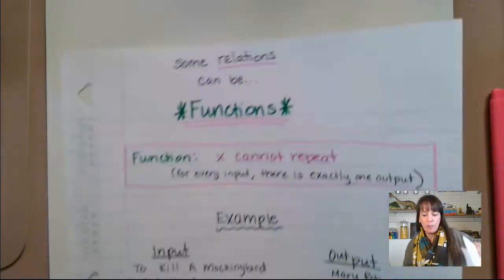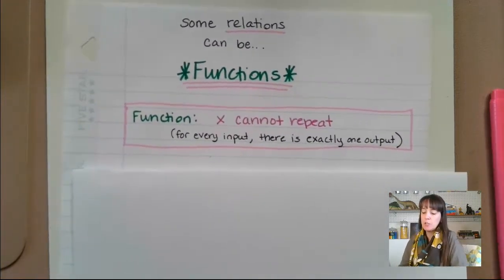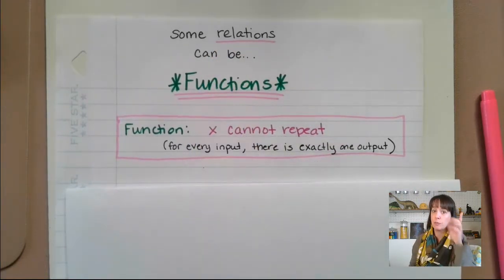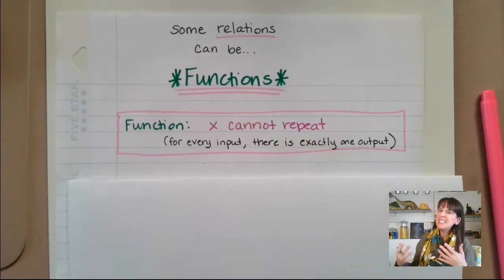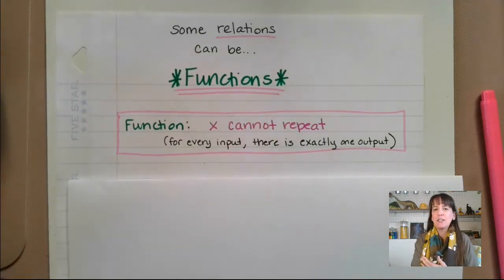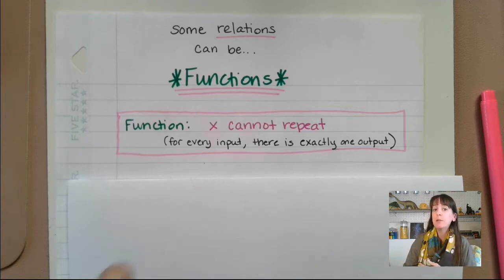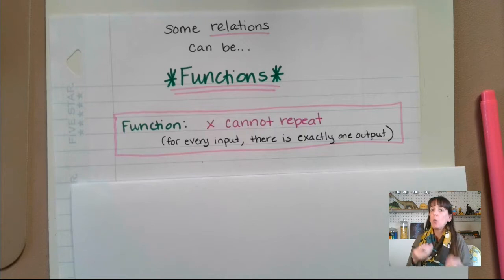Okay, so now that we've got what a relation is out of the way, we're going to talk about functions. Some relations can be functions. Not all relations are functions, just some. How can we tell if a relation is a function? X cannot repeat. That's the easiest way to say that. The technical answer here is for every input, there's exactly one output. Now remember, input means X, which means domain. Output means range, which means Y.